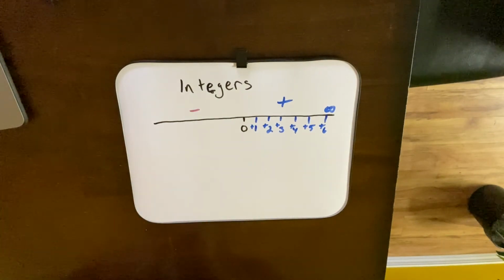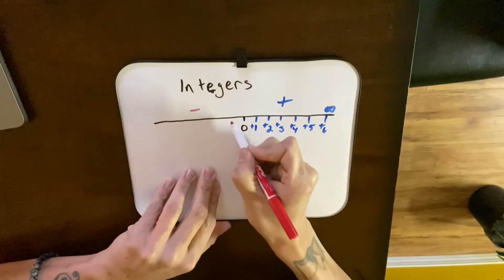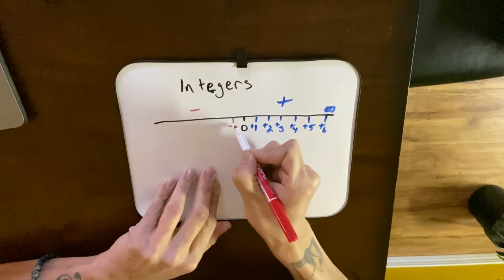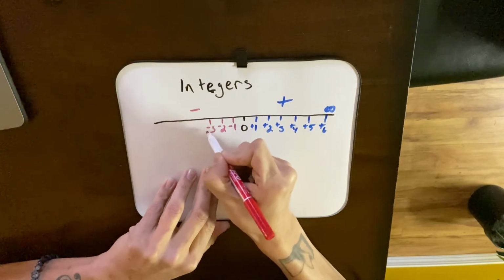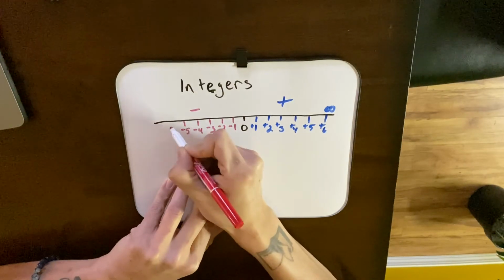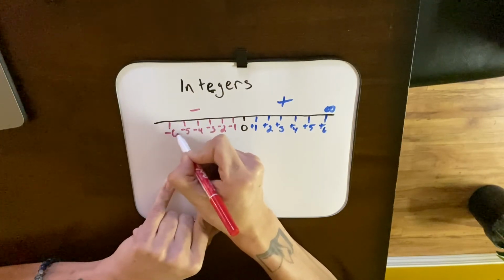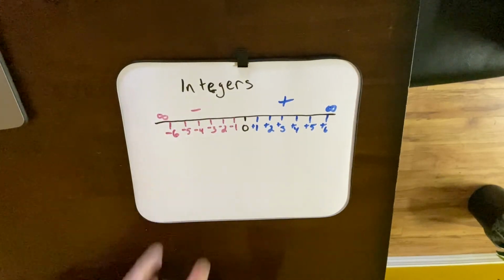Now, when we're talking about negative though, negative is the opposite of positive, obviously. Negative, again, is on the other side of the 0. Again, we start off negative 1, negative 2, negative 3, negative 4, negative 5, negative 6, and so on and so forth. Infinity sign, because it keeps going and going.